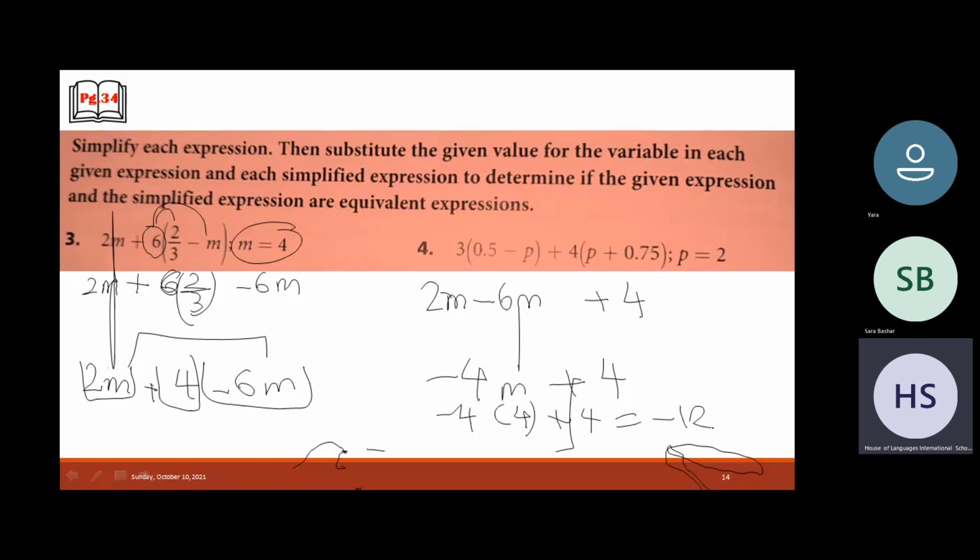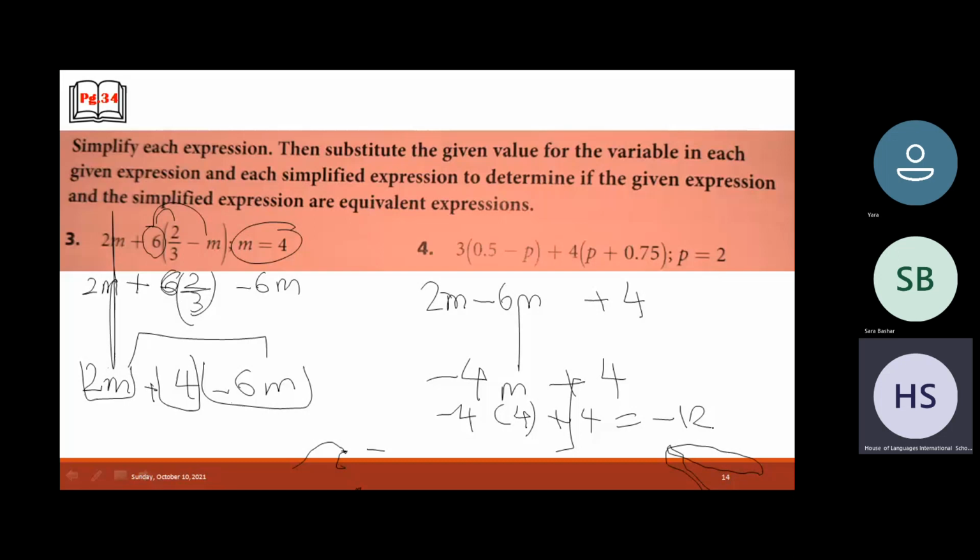Teacher, so we have 4 times 4. Where? Negative 4 times 4. Here you multiply negative 4 by 4, and it is negative 16. Negative 16 plus 4. Different signs, you subtract them, 12, and the sign of the greatest number, which is negative.